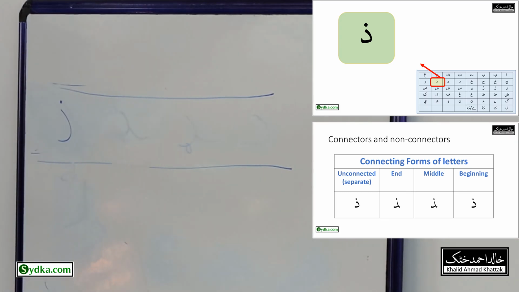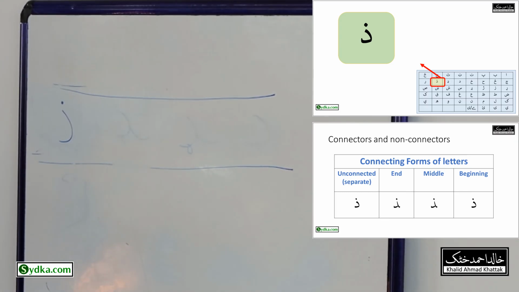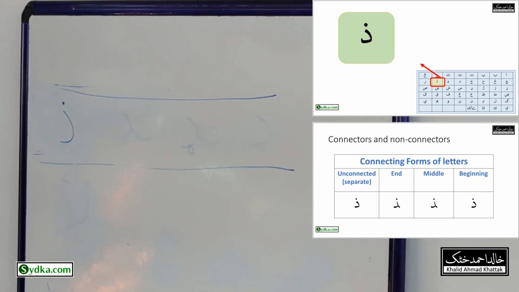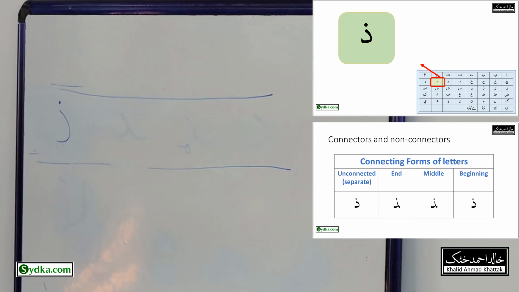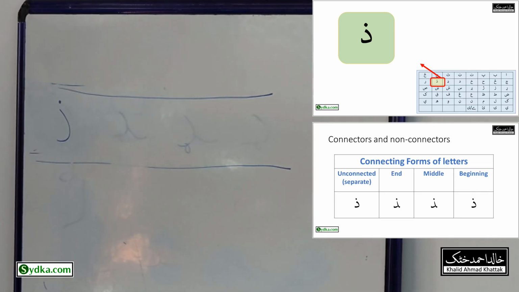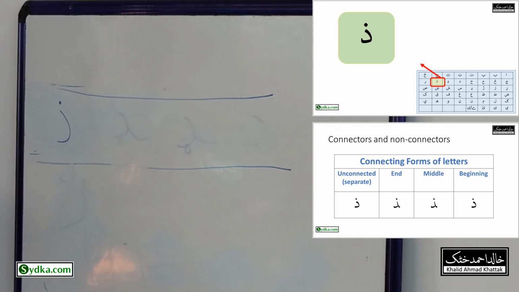Connector. Why? Because they connect from both sides. Agree or disagree with him? Agree. Good. At least you said yes. Disagree. Yeah, he's right. It's a non-connector. It's not a connector. Why?